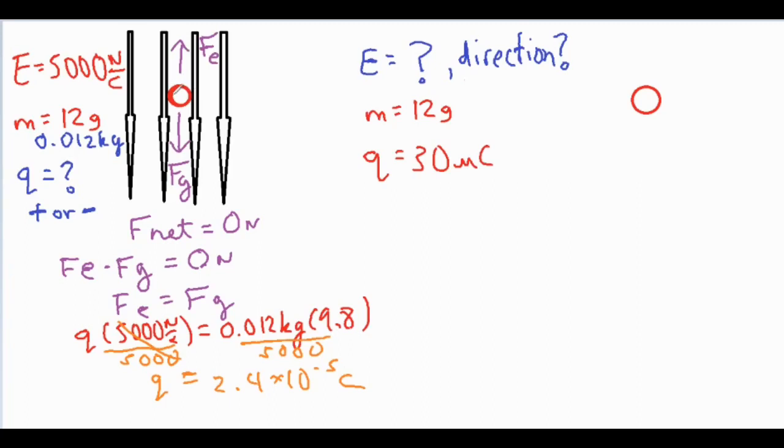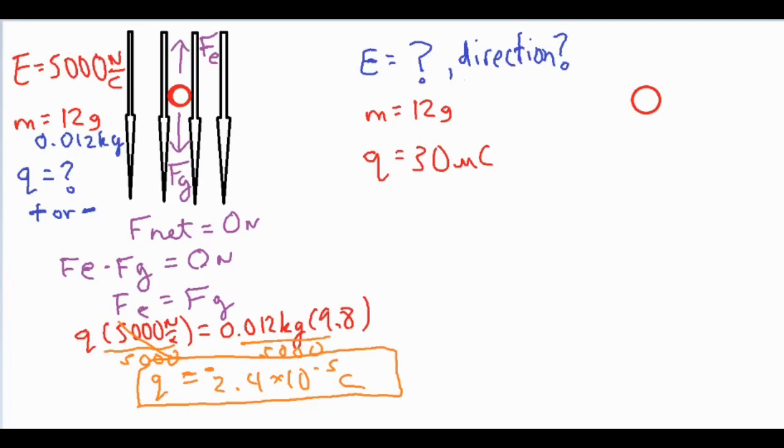Now, if the object is being pushed upwards against the electric field, that means it is a negative Q value because the electric field is the direction that a positive test charge follows. So if it is getting pushed up in the opposite direction, that means the Q is negative. So our final answer is going to be negative 2.4 times 10 to the negative fifth coulombs. Now let's go ahead and take a look at our second problem.